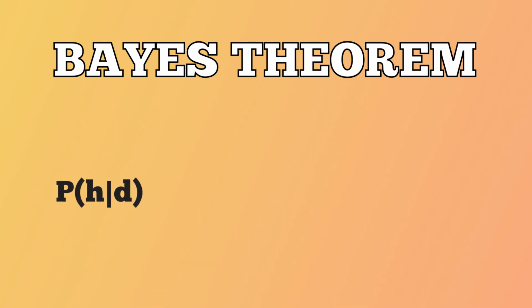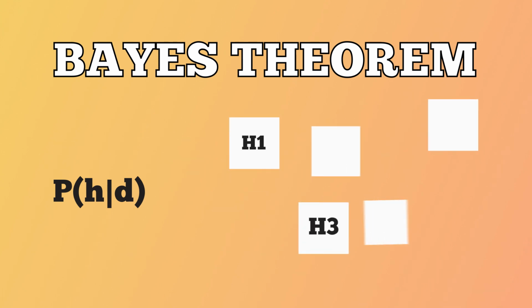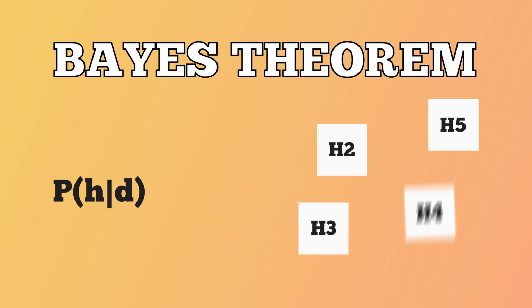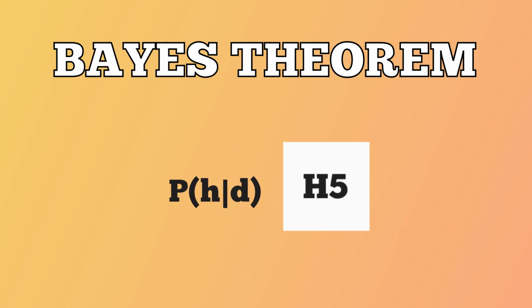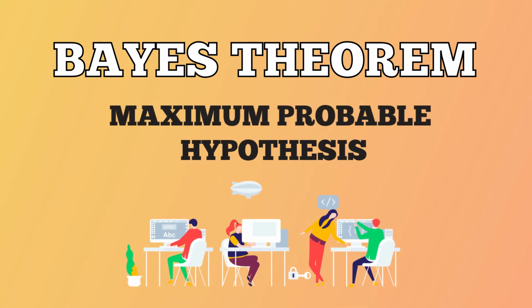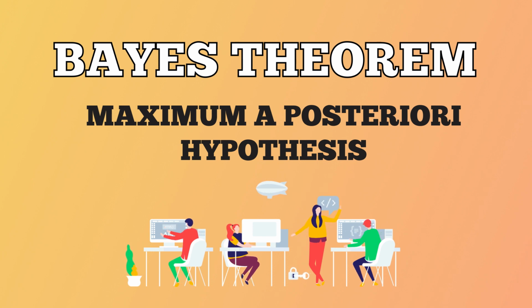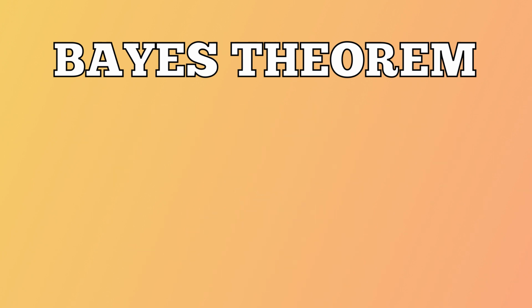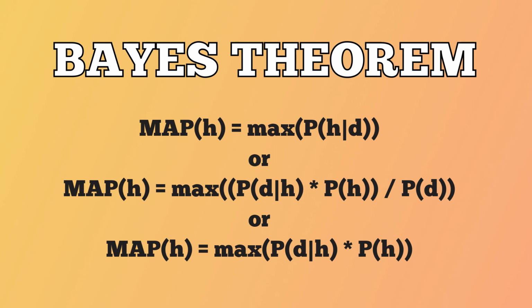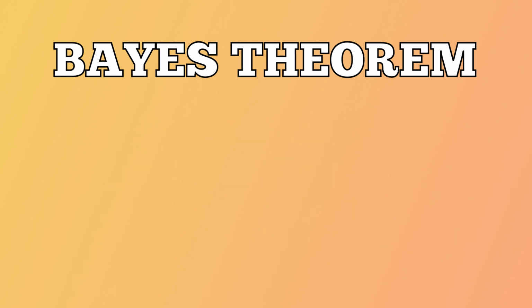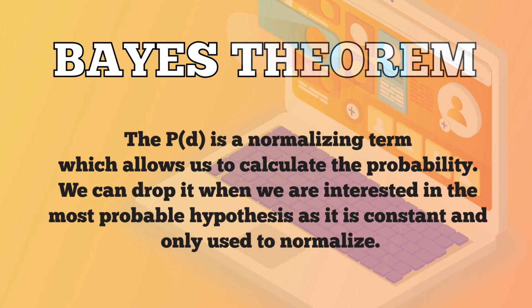After calculating the posterior probability for a number of different hypotheses, you can select the hypothesis with the highest probability. This is the maximum probable hypothesis and may formally be called the maximum a posteriori hypothesis. This can be written as follows. The probability of the data is a normalizing term which allows us to calculate the probability. We can drop it when we are interested in the most probable hypothesis as it is constant and only used to normalize.